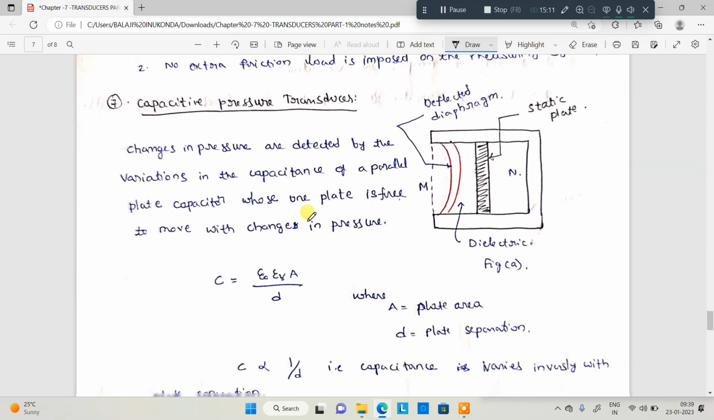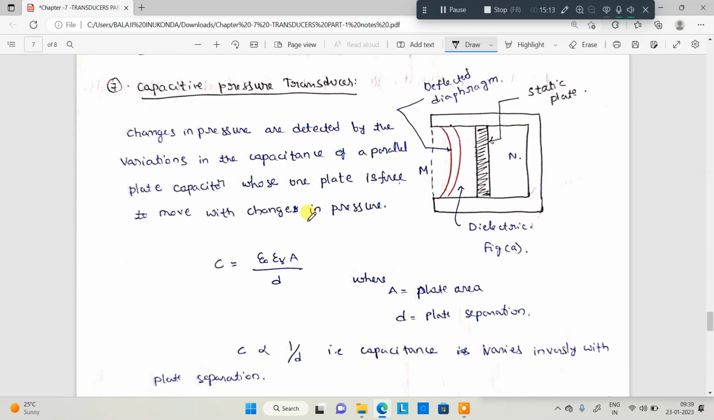Next, coming to the capacitive transducer. The capacitive transducer detects the variation in the capacitance. So a change in the pressure is detected by the variation in the capacitance in a parallel plate capacitor. Let us see. This is a static plate. This is a movable plate. This particular M-shaped ring is a movable plate. Now capacitance C is equal to epsilon naught epsilon R A by D.